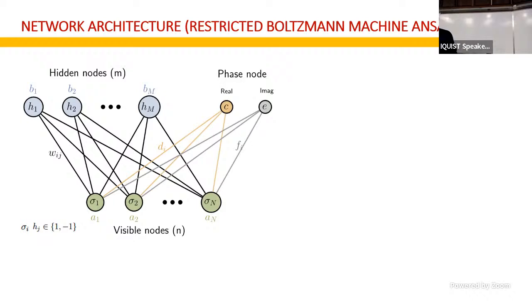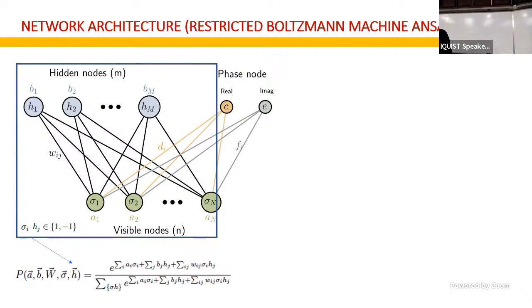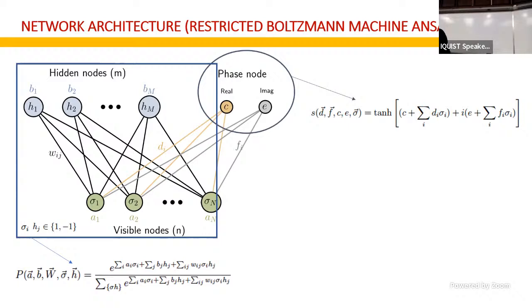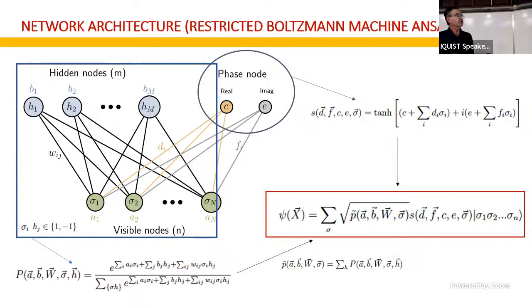First of all, we look at the Boltzmann distribution without the phase. This is the hidden and the visible; you sample over the visible, and you get the probability distribution as a function of the parameters A, B, W, sigma and H. Then the phase we get by having another node here with the real and imaginary part, and this is the tangent hyperbolic of this complex function. At the end, we get the wave function as a function of all possible configurations in the visible, by the square root of the probability distribution and then the phase, and you sum over all possible configurations. So this is the wave function with all these parameters.